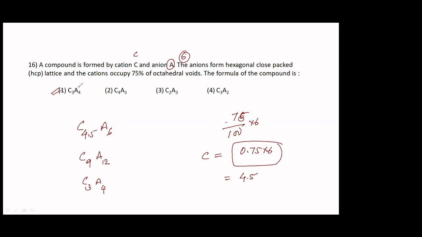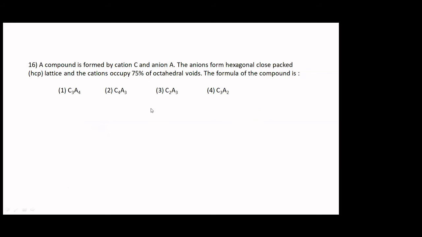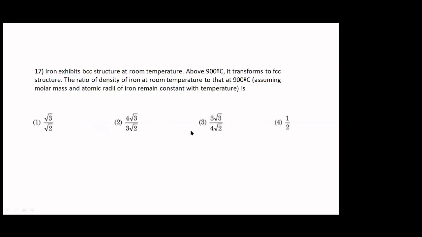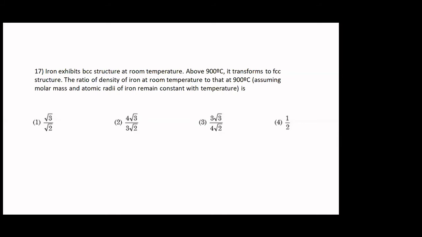Any doubt in this? No. Okay. I think this one was also not given. This is also from your previous NEET paper.